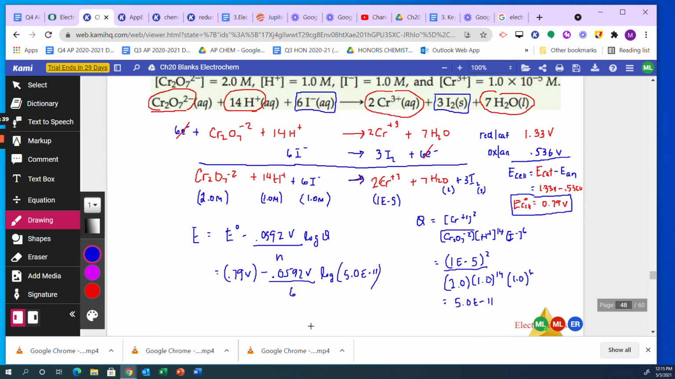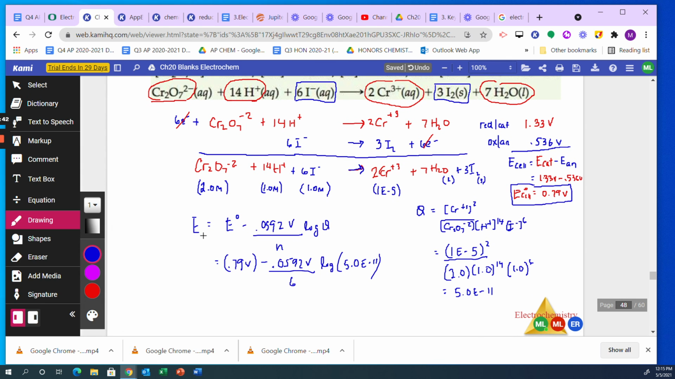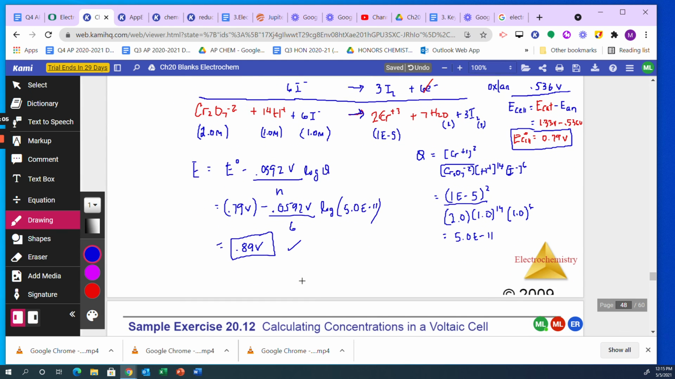Okay, before you do this math, can you predict, will the E become higher or lower than the standard potential? I think it will be higher because you have so much more reactants here. It's going to drive the reaction to the right. So let's calculate that. It is 0.89 volts. It is definitely higher. Okay, so by changing the molarities, you can change the cell potential.